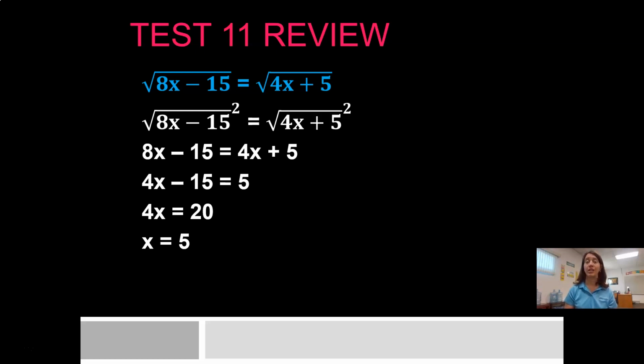Again, let's double check, does that answer actually work? If I put 5 back into the question, 8 times 5 is 40. 40 minus 15 is 25. The square root of 25 is 5. So let's see if we get the same thing on the right side. 4 times 5 is 20. 20 plus 5 is 25, and the square root of 25 also equals the number 5. I see the same thing on both sides of our question, so I know that my answer is correct.